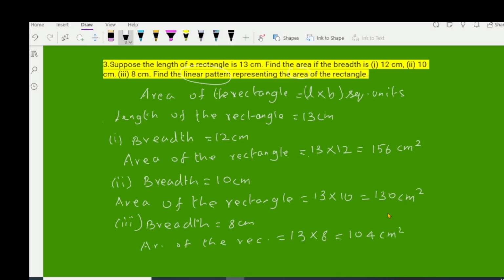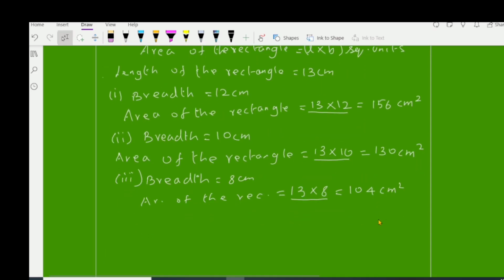Observe here. First case 13 into 12, second case 13 into 10, third case 13 into 8, which means length is permanent 13 centimeter and area differs. Area differs because which one? Because the breadth of the rectangle differs. So which one is varying here?